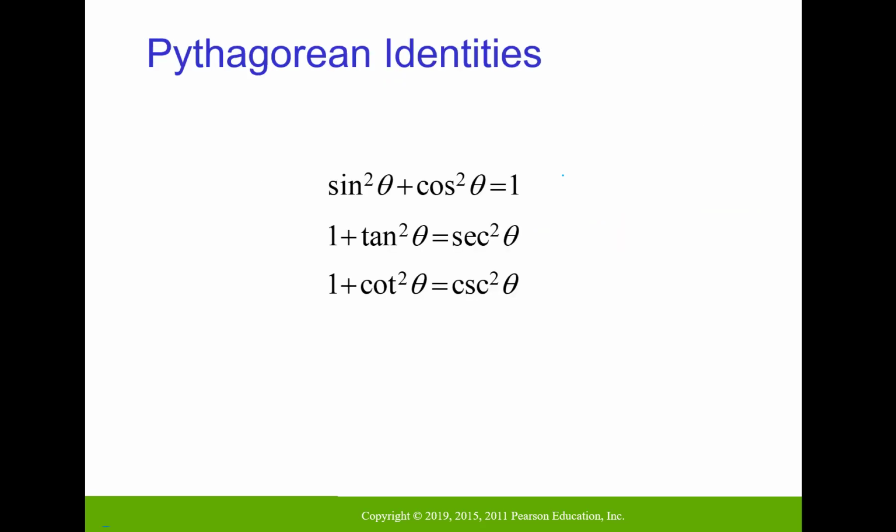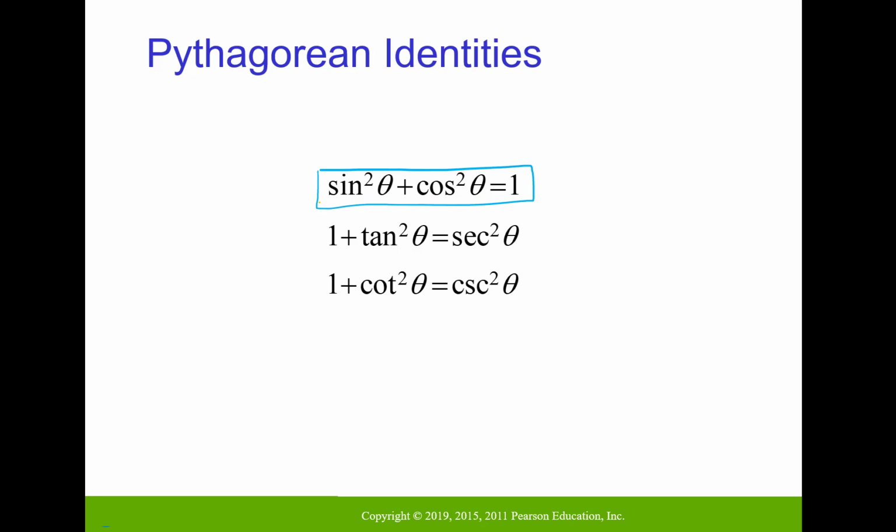First, the Pythagorean identities. So we've seen this before, but these are the Pythagorean identities that are very useful. They come up often with our trig functions, but we start with just this one. Sine squared plus cosine squared equals 1. And you can get the other two from this. So you don't have to necessarily remember or memorize all three of these if you just know the first one. So I'll show you how you get the other two.